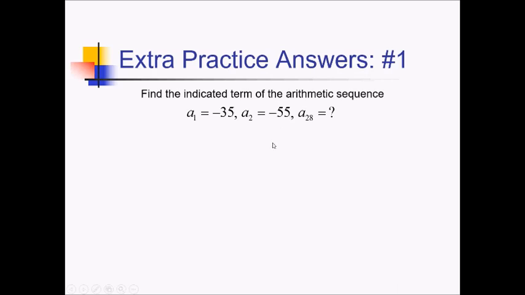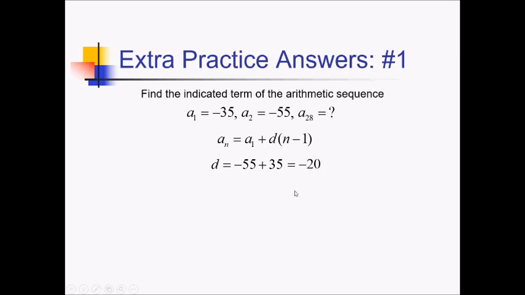To start this off, I'll write the nth term formula for an arithmetic sequence. That's a sub n equals a1 plus d times n minus 1. And the d in this case, the common difference, is what I have to add to get the next number in the sequence. Going from negative 35 to negative 55, negative 55 minus negative 35, or plus 35, means we have to add negative 20 to keep going forward in this sequence.